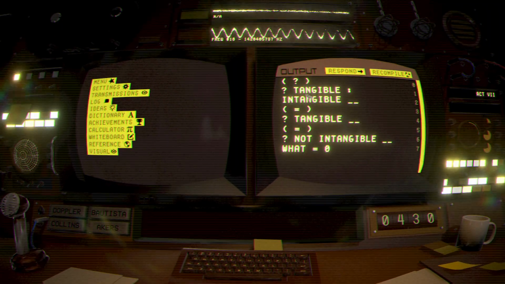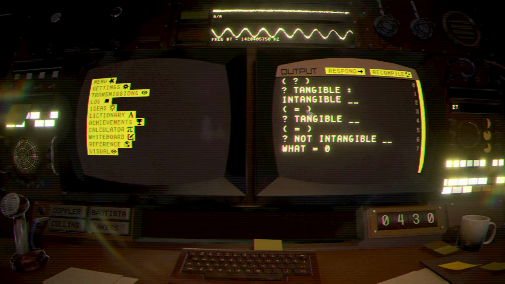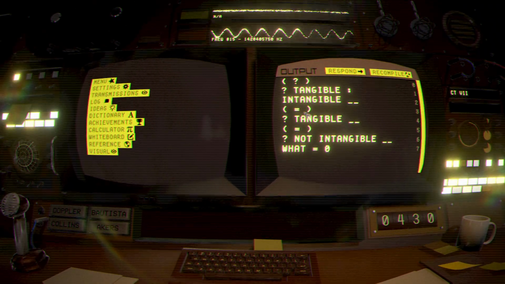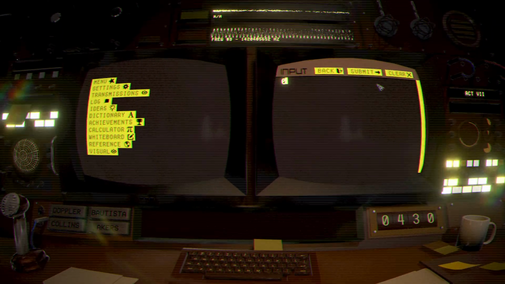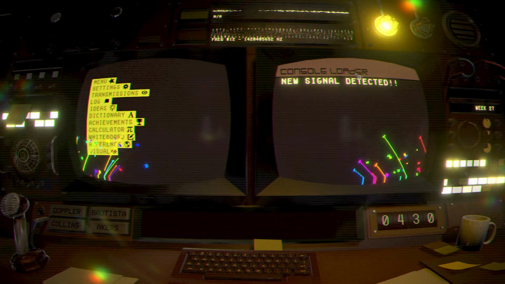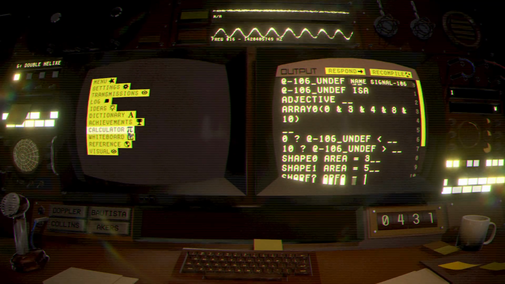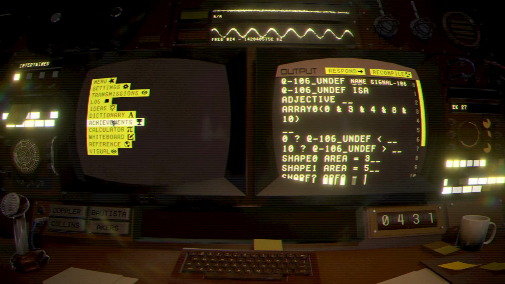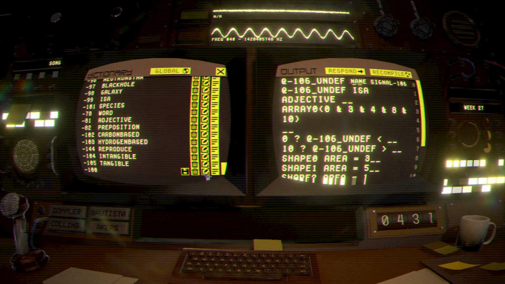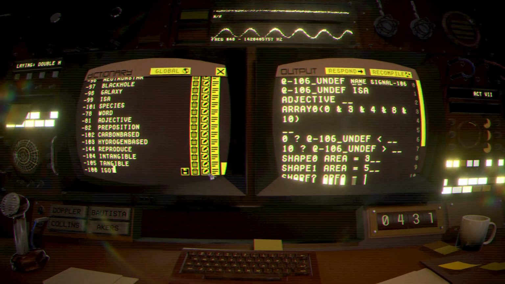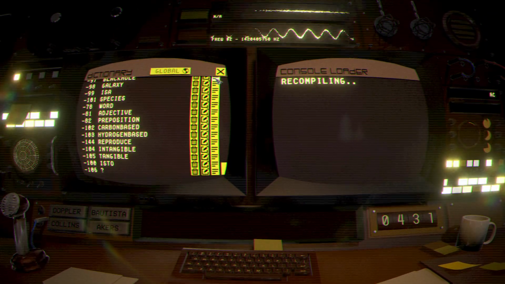Is it something tangible or intangible? Not in. Okay. What equals 0? Might need some hypotheses on this one, but we're gonna keep going. What do they call this? Abstract equality. Oh boy. Abstract equality. Guess let's go with is to for now, but not quite right either. Compile. Give this a question mark.